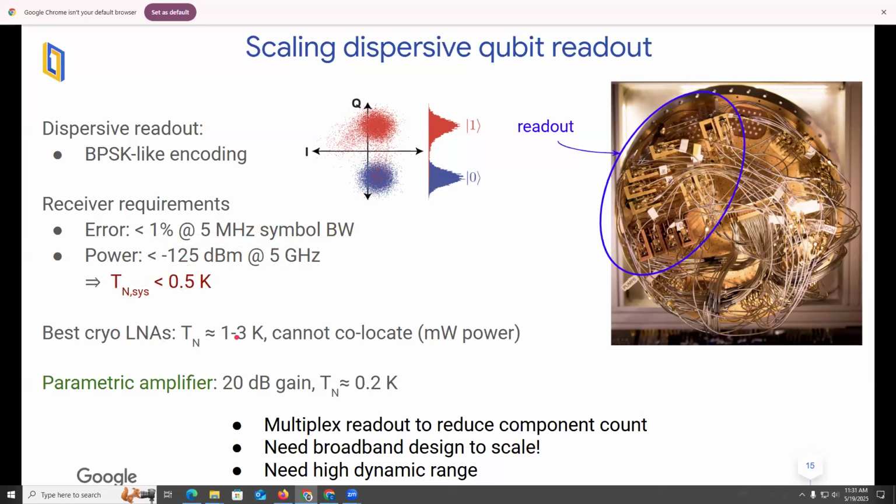We cannot use the regular LNAs by themselves because they have too much noise. So we need to build parametric amplifiers. Okay, we need to get 20 dB of gain with essentially quantum limit noise performance.